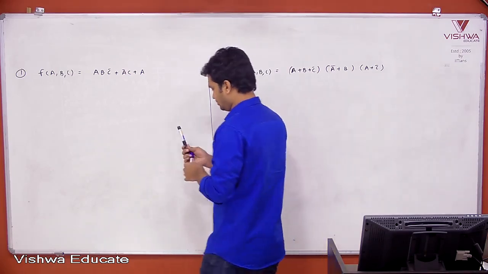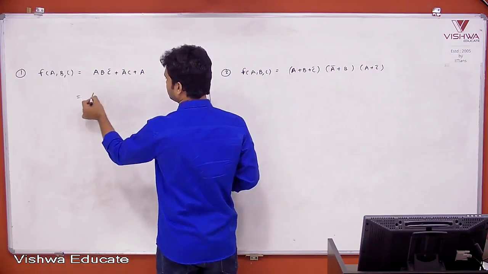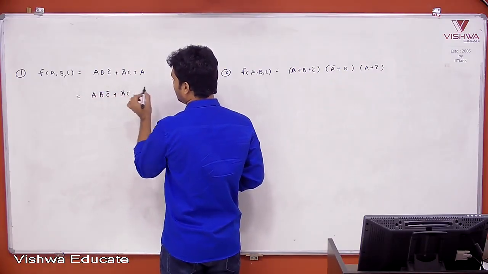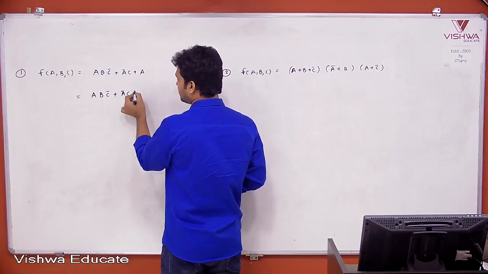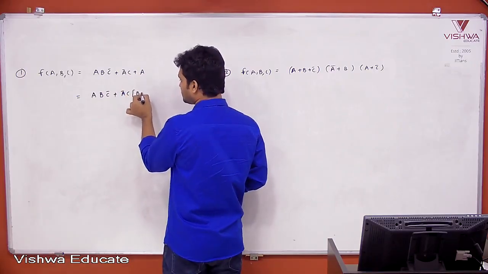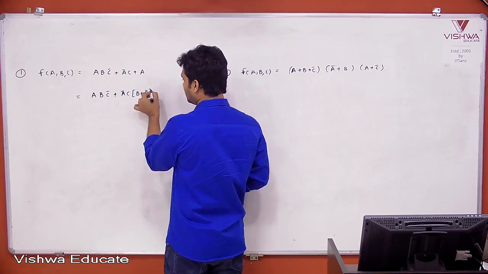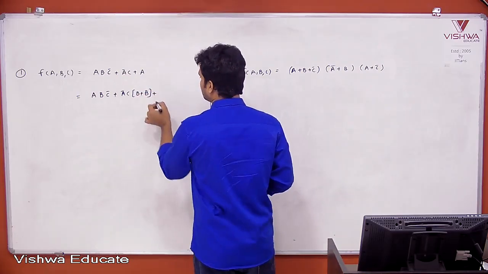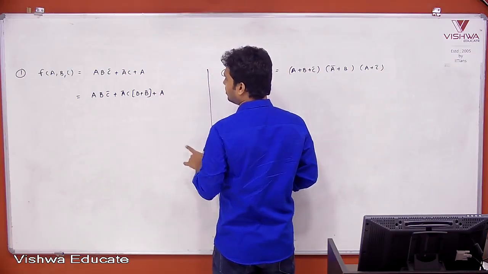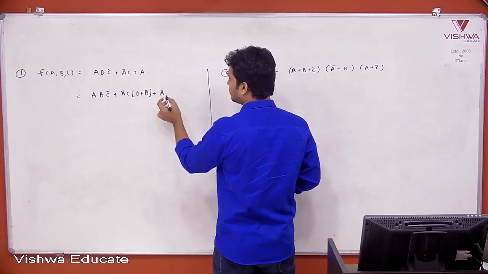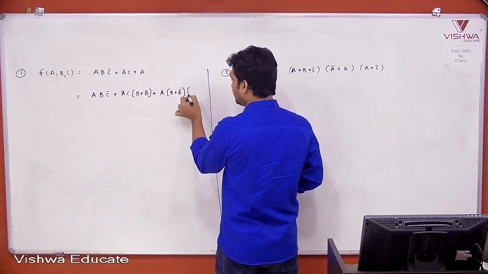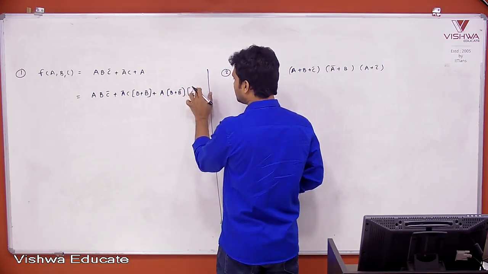So here A, B, C bar, A bar, C. Here what is missing? B is missing. So multiply with B plus B bar. B plus B bar is how much? 1 only. Next, A into, what is missing here? B and C both are missing. Multiply with B plus B bar into C plus C bar.